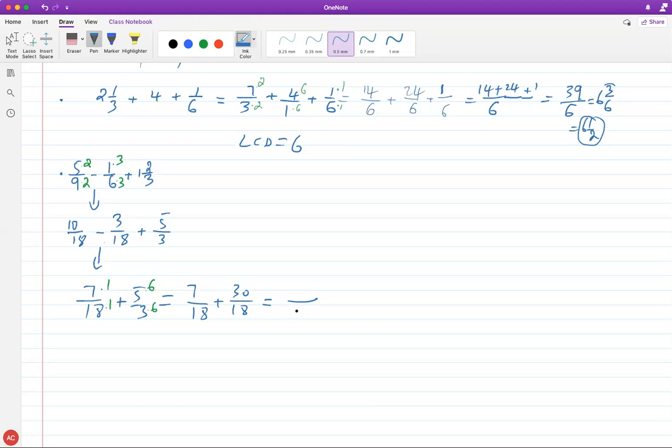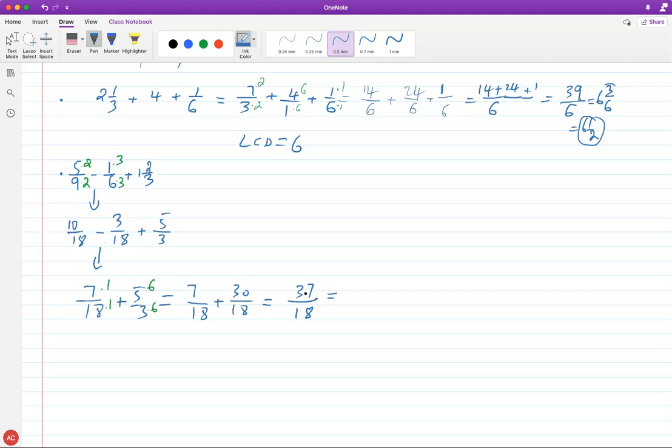Finally, now that we have the same denominator, we can put 18 here. Add these two. 37. Okay, what is the last thing you want to do now? Simplify. 2 and 1 over 8. Right, first we try to reduce it if possible. I don't think there's anything that goes into 37 and 18, but it's an improper fraction. You can turn that into a mixed number.